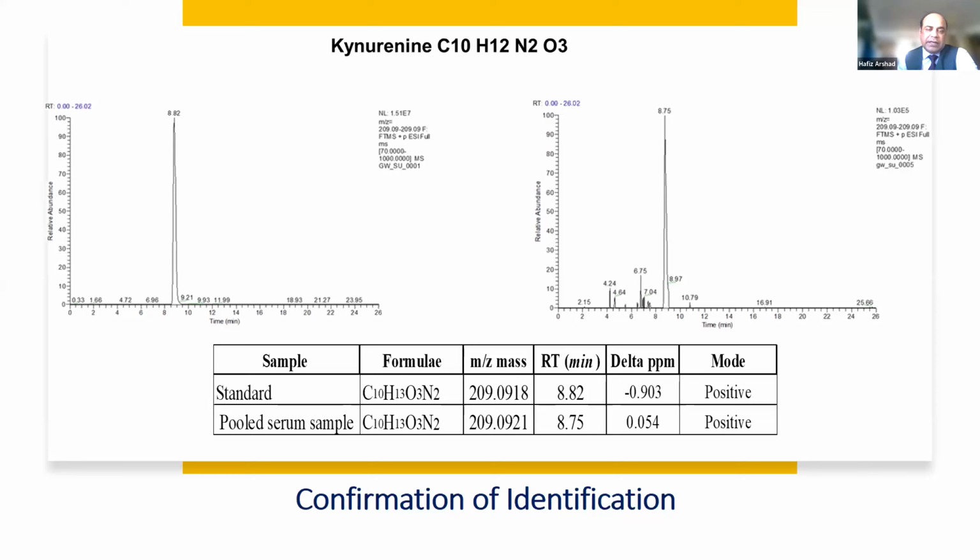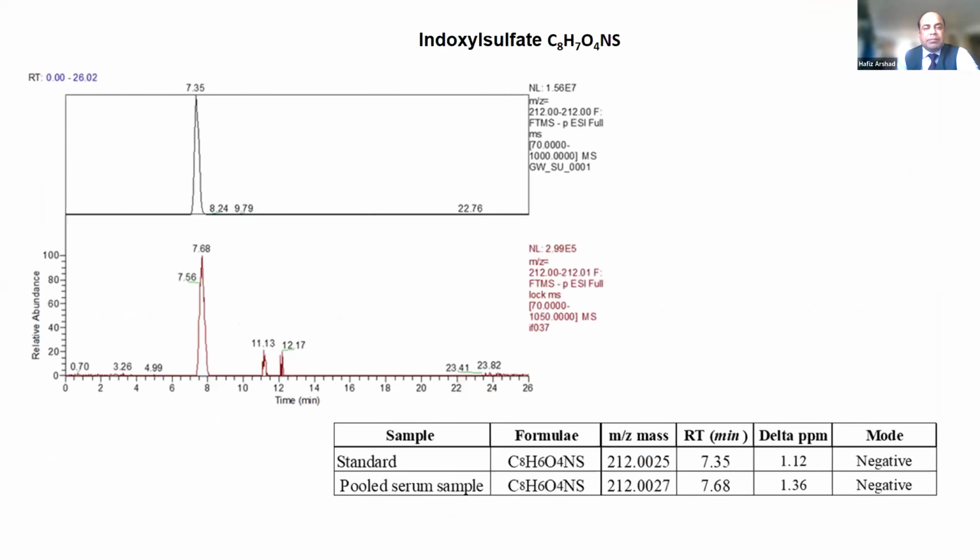As we can see, this is the standard sample as well as the pooled serum sample. Then their retention time, MZ mass and delta ppm and their different ionic mode, whether from positive mode or negative mode, were confirmed and they were identified. And that boosted our confidence in the identification of those metabolites. So then we were making sure that this is the metabolite which we labeled as A, B, C, whatever it is.